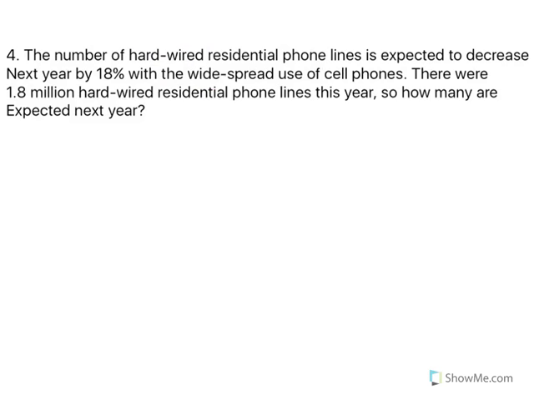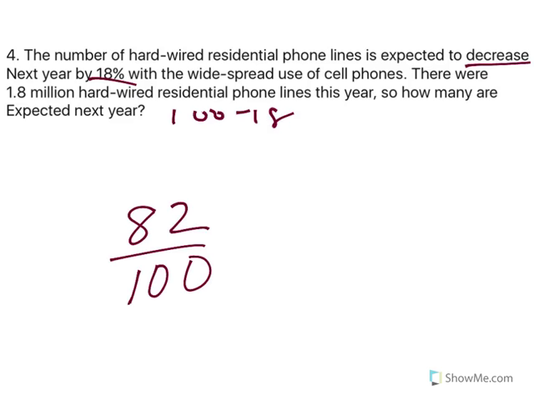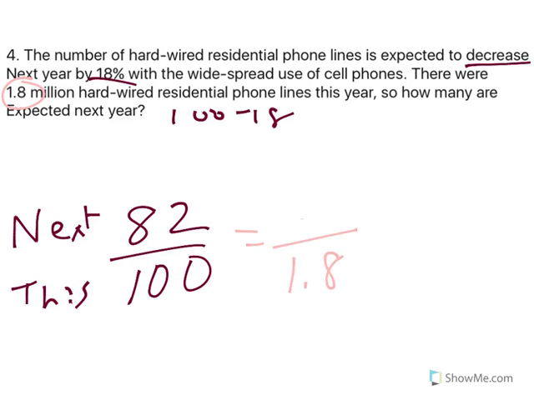Number 4, the number of hardwired residential phone lines is expected to decrease next year by 18%. Okay, we're decreasing by 18%. So you take 100 minus 18. That gives us 82 over 100. This is next year because it's going to decrease next year. This is this year. Now, it says there were 1.8 million this year. 1.8 million. How many will there be next year?